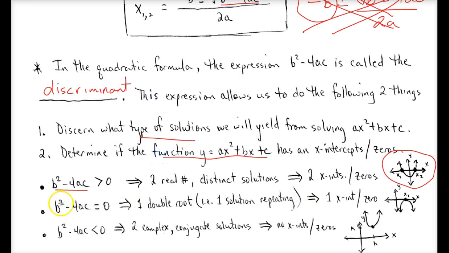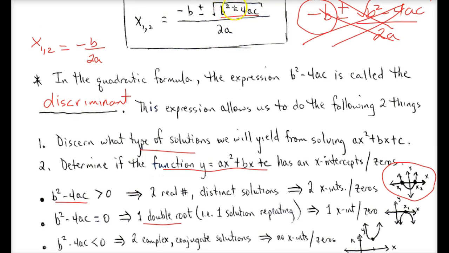In the case of b squared minus 4ac equaling 0, we have what's called a double root. That means we only have one solution to the quadratic equation. So in short, this simplifies to negative b divided by 2a, because if we scroll back up here, this part is actually going to 0.